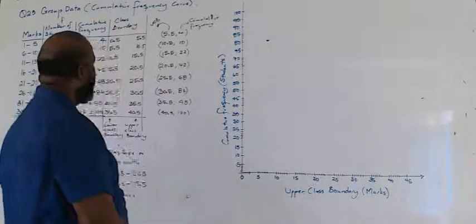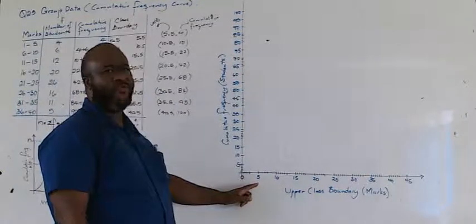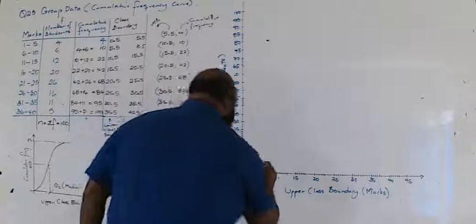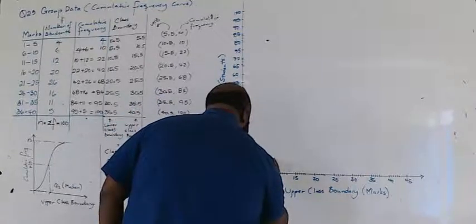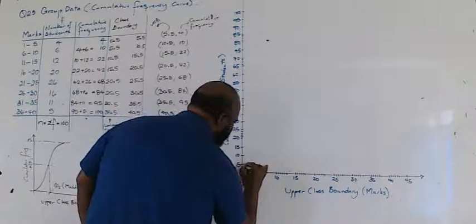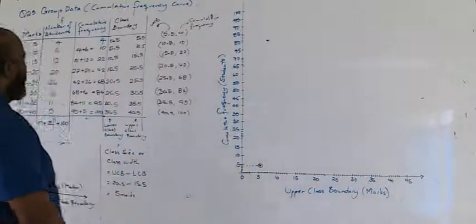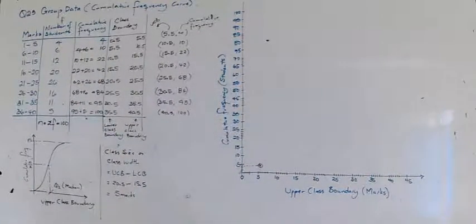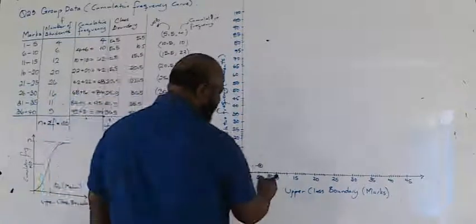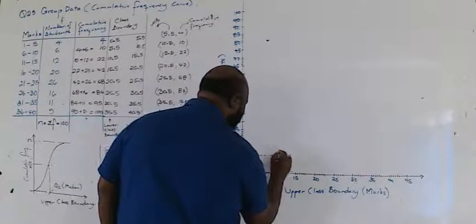Alright. First point, 5.5, 4. Down here, 5.5 will come immediately after 5. So 5.5 corresponds to 4: 0, 1, 2, 3, 4. That's here. Then we have 10.5 corresponding to 10. 10.5 comes immediately after 10, and that corresponds with 10. That's here.